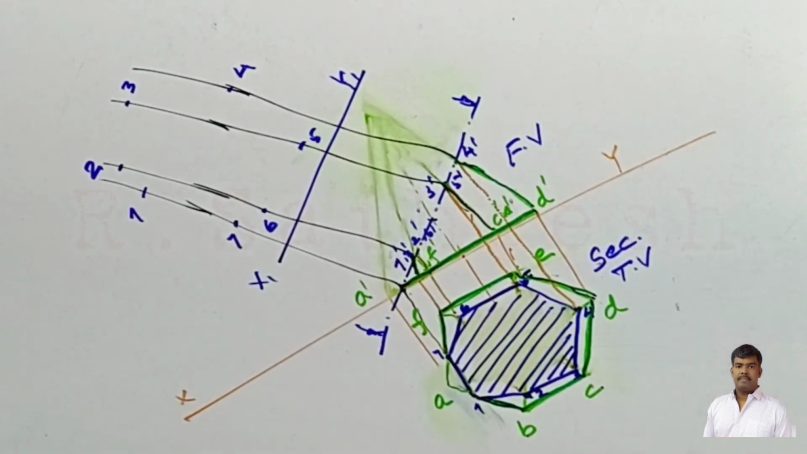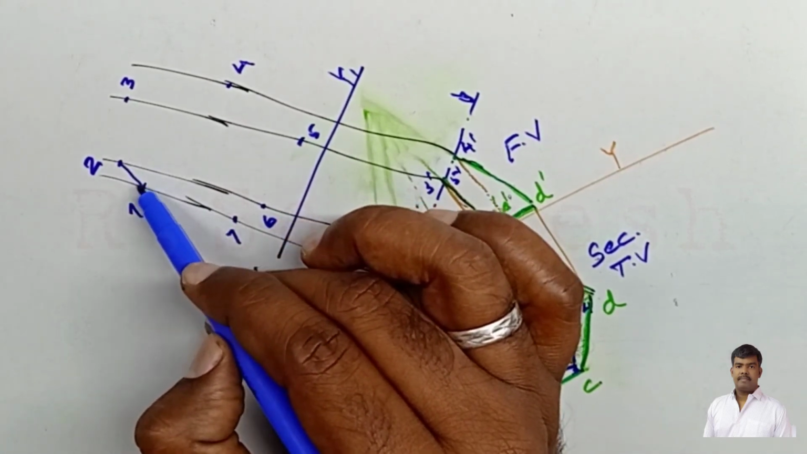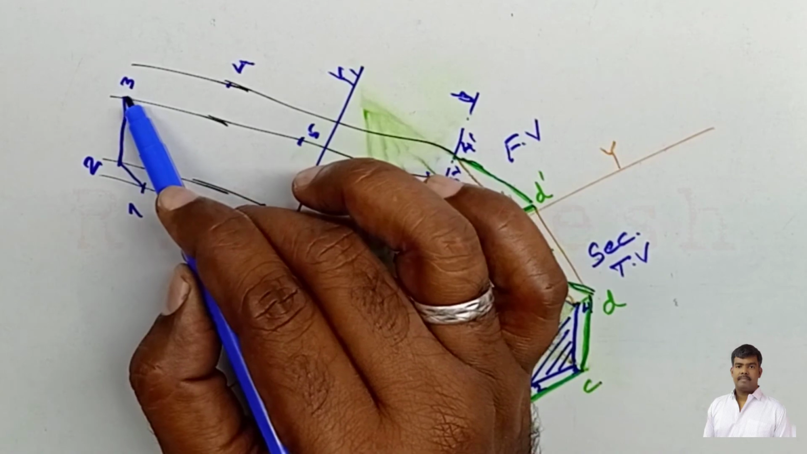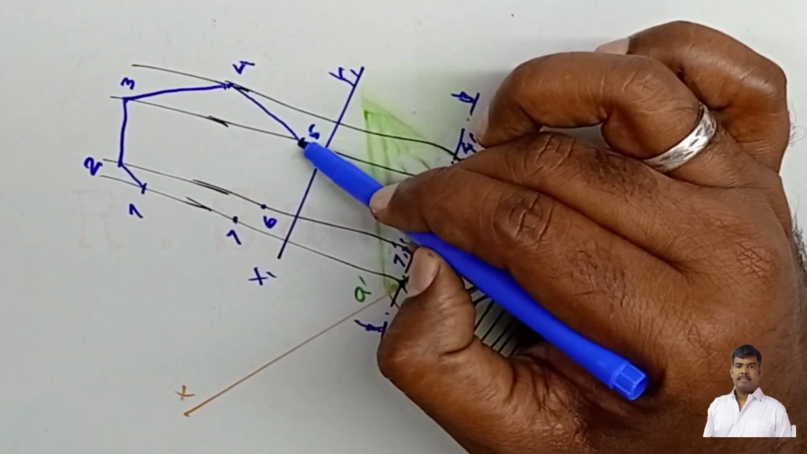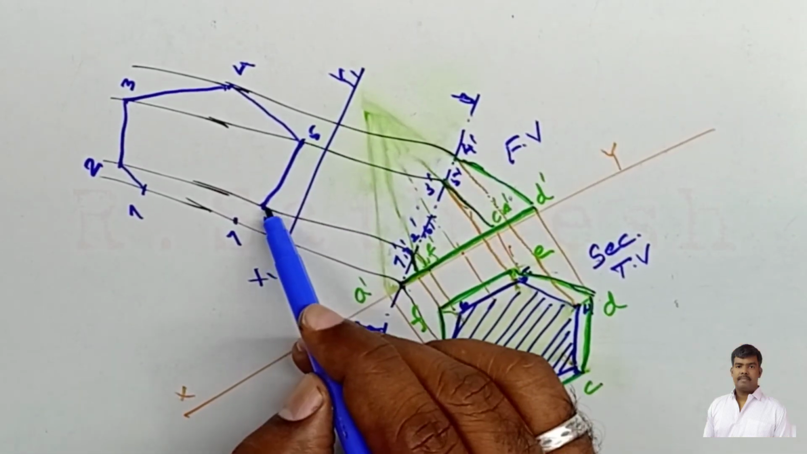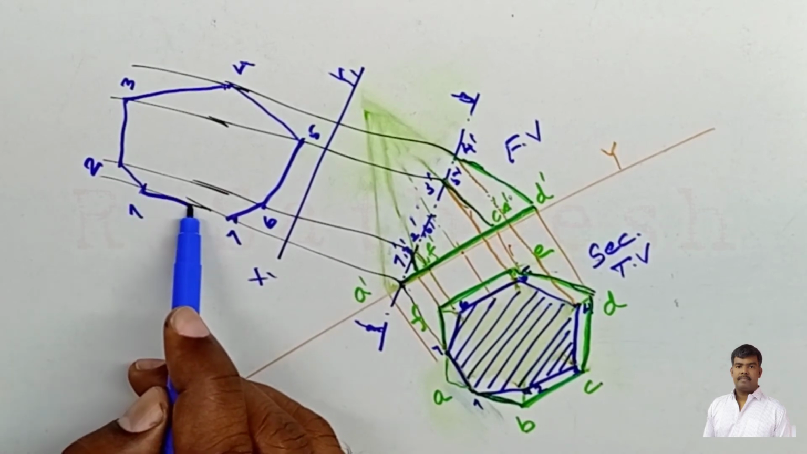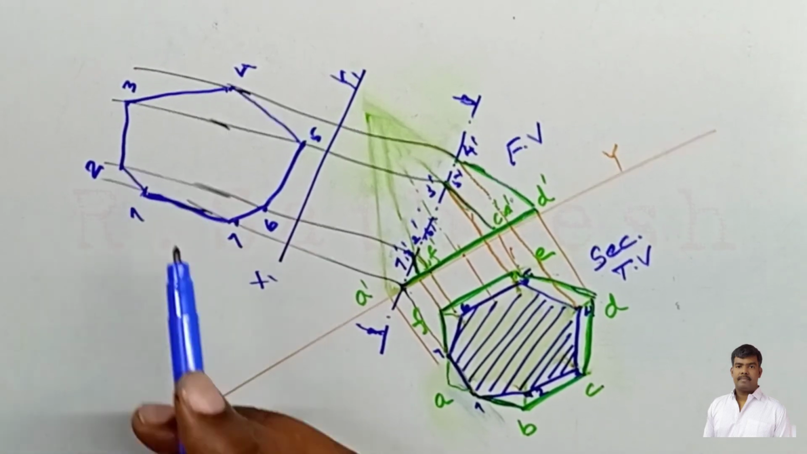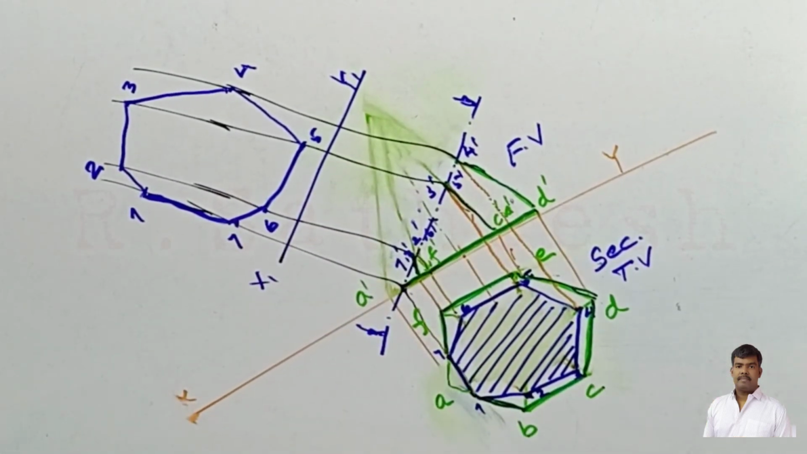So now the line joining 1 2 3 4 5 6 7 1, clear. So 1 to 2, 2 to 3, 3 to 4, 4 to 5, 5 to 6 and 6 to 7, and then 7 to 1, clear. So this is the true shape of the given component.